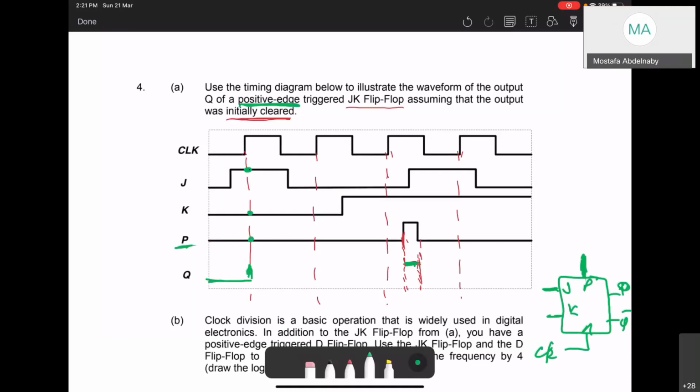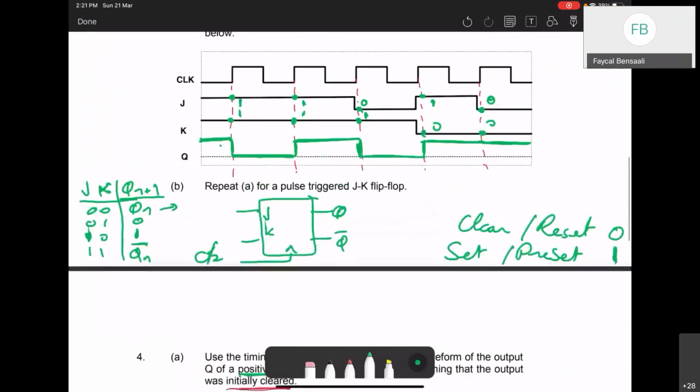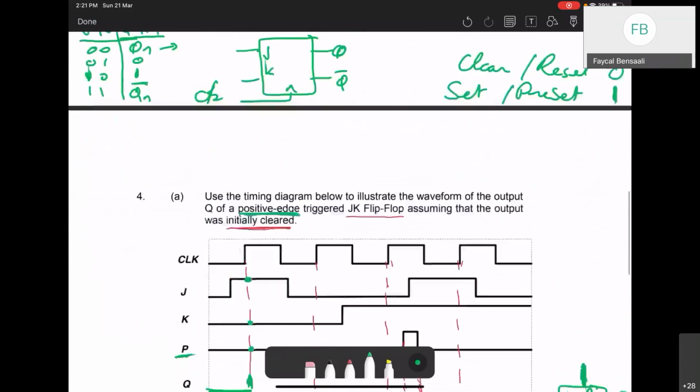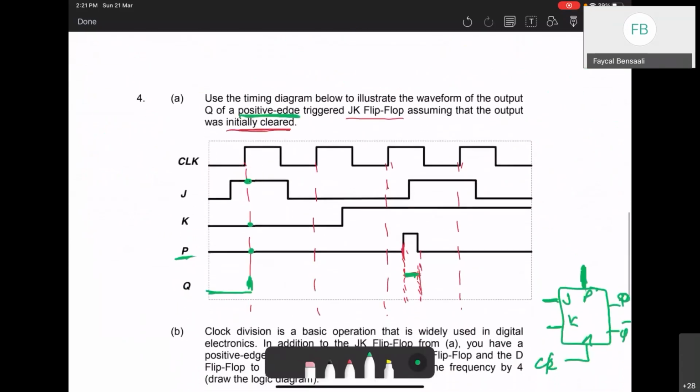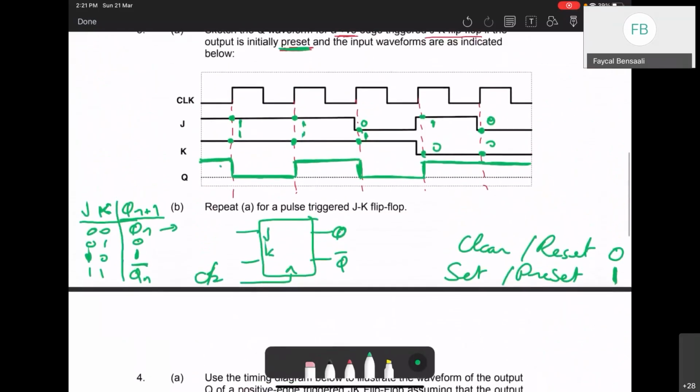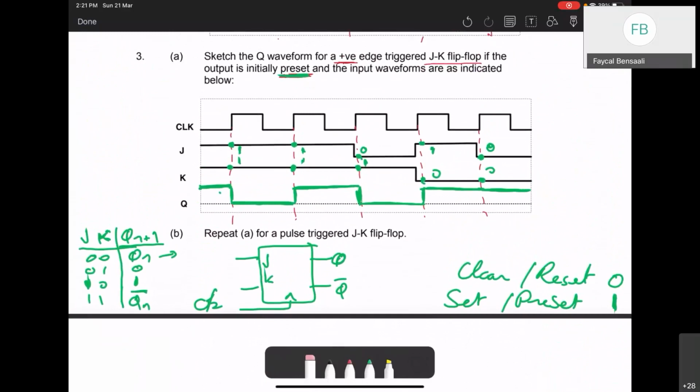We said we start with... did we miss a question? Oh yeah, we missed a question here. I will come back to this one. So don't forget what we talk about here. This is related to the previous question, the same question. We said repeat A. So we need to repeat this question, this A, for a pulse triggered JK flip-flop.